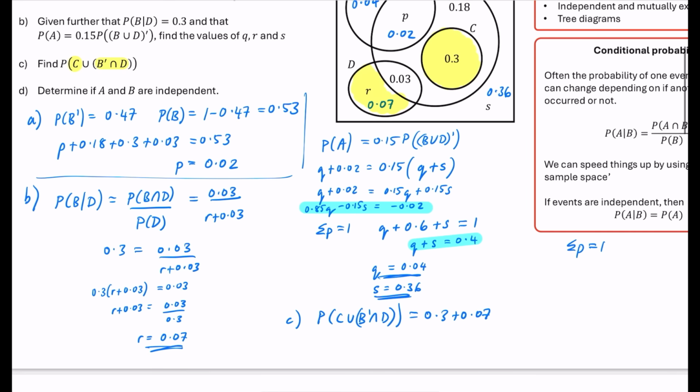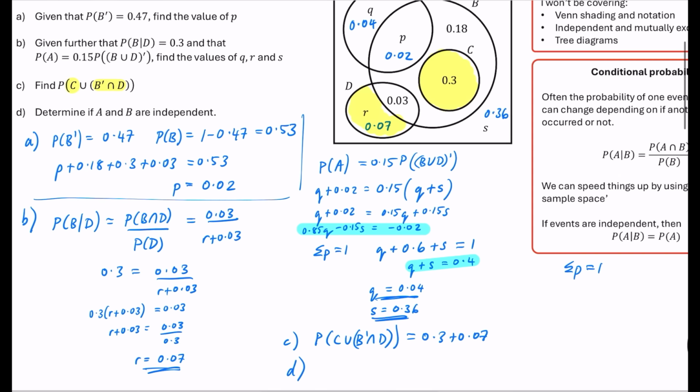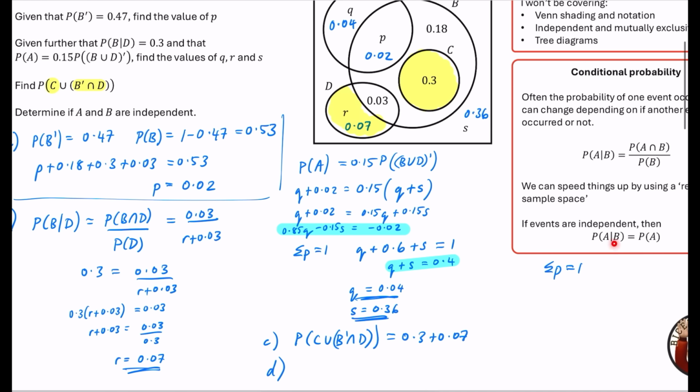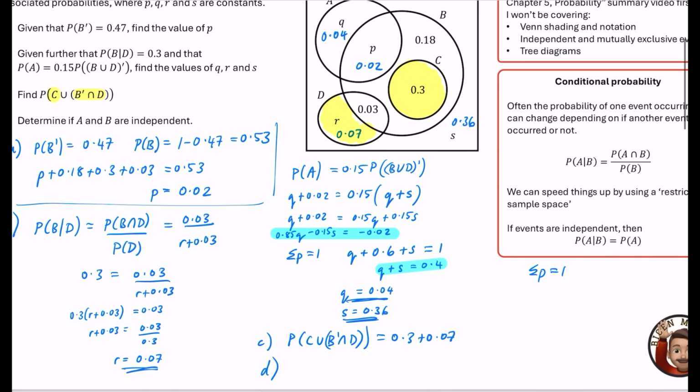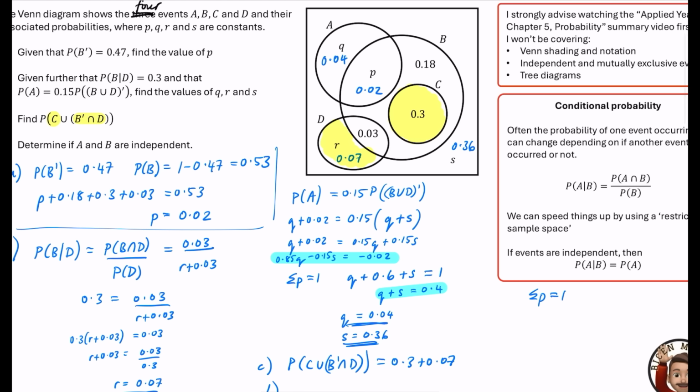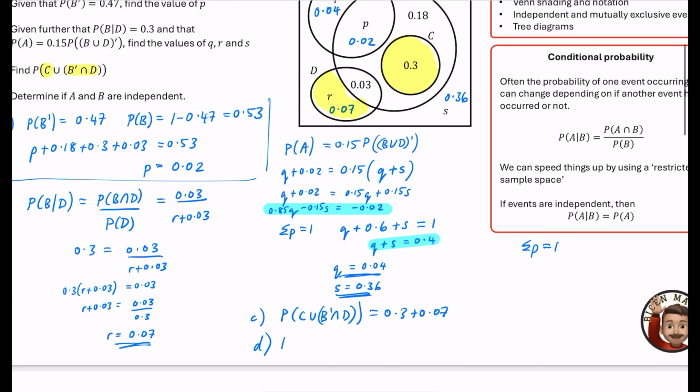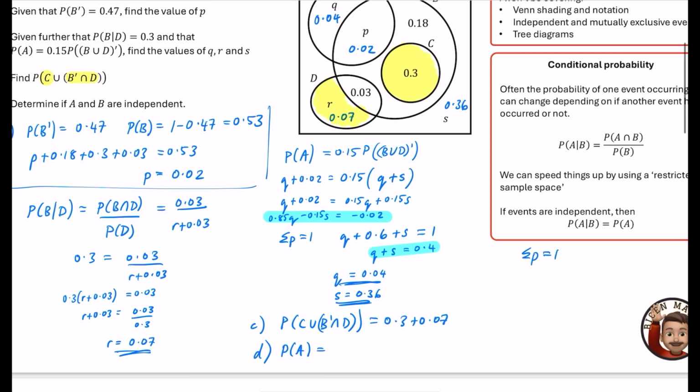Okay, now our last part is to determine if A and B are independent. If you want to, you could do the year 1 technique for this, but I'm probably just going to do the new technique, which is this one that we've got written down here like this. So I guess I just need to find out the probability of A and then the probability of A given B and just do a comparison. So the probability of A is 0.04 plus 0.02, which is 0.06. Let's come up here to give me some more space.